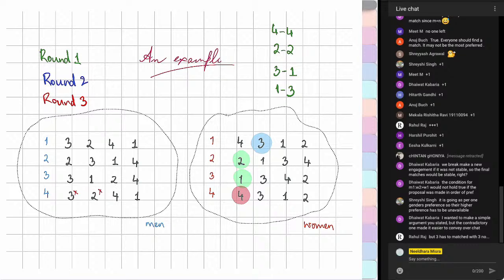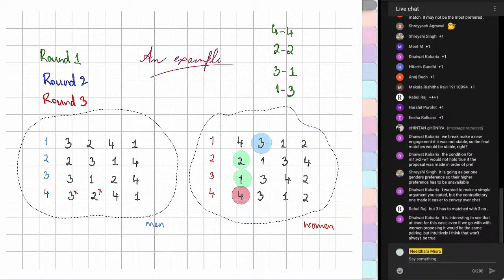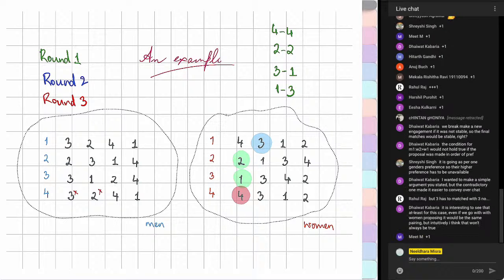And notice that there is no blocking pair here. So even though 3, so who is 3 currently matched to? 3 is currently matched to 1. So even though 3 likes 3 better, he is not going to be able to entice 3 into running away, because the woman 3 is going to say, oh look, but I have a better match, so why will I come with you? Right?